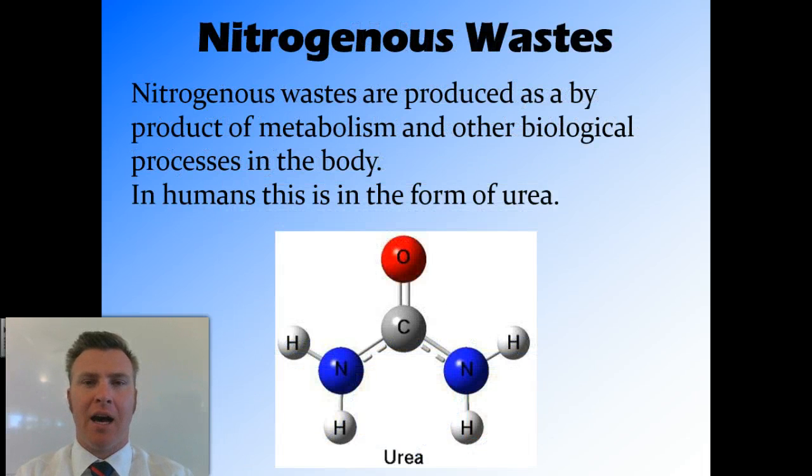Those other waste products are nitrogenous wastes, and they're produced as byproducts of metabolism and other processes that occur throughout the body. Different animals have a different main nitrogenous waste, and nitrogenous just means something that contains nitrogen. In humans, our nitrogenous waste is urea. You can see a urea molecule here, and it has 2 nitrogens in it. So it's actually about, I think, 55% nitrogen by weight.